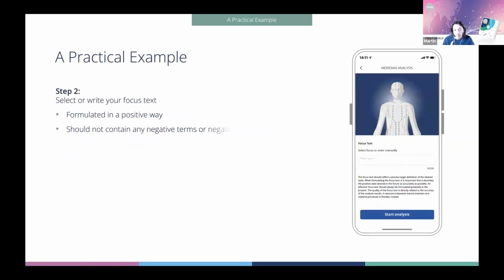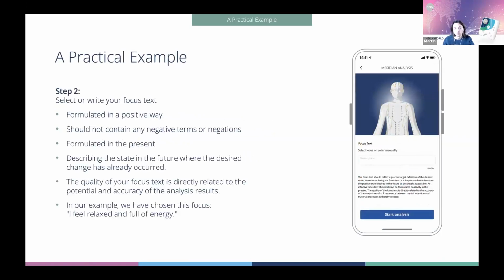And that's what you do before you analyze the acupuncture points: you write a focus text. And of course, a focus text is always formulated in a positive way. I always give the example: when someone has knee pain, the first thing that comes to our mind is, I want my knee to be free of pain. But that's not a positive focus text.